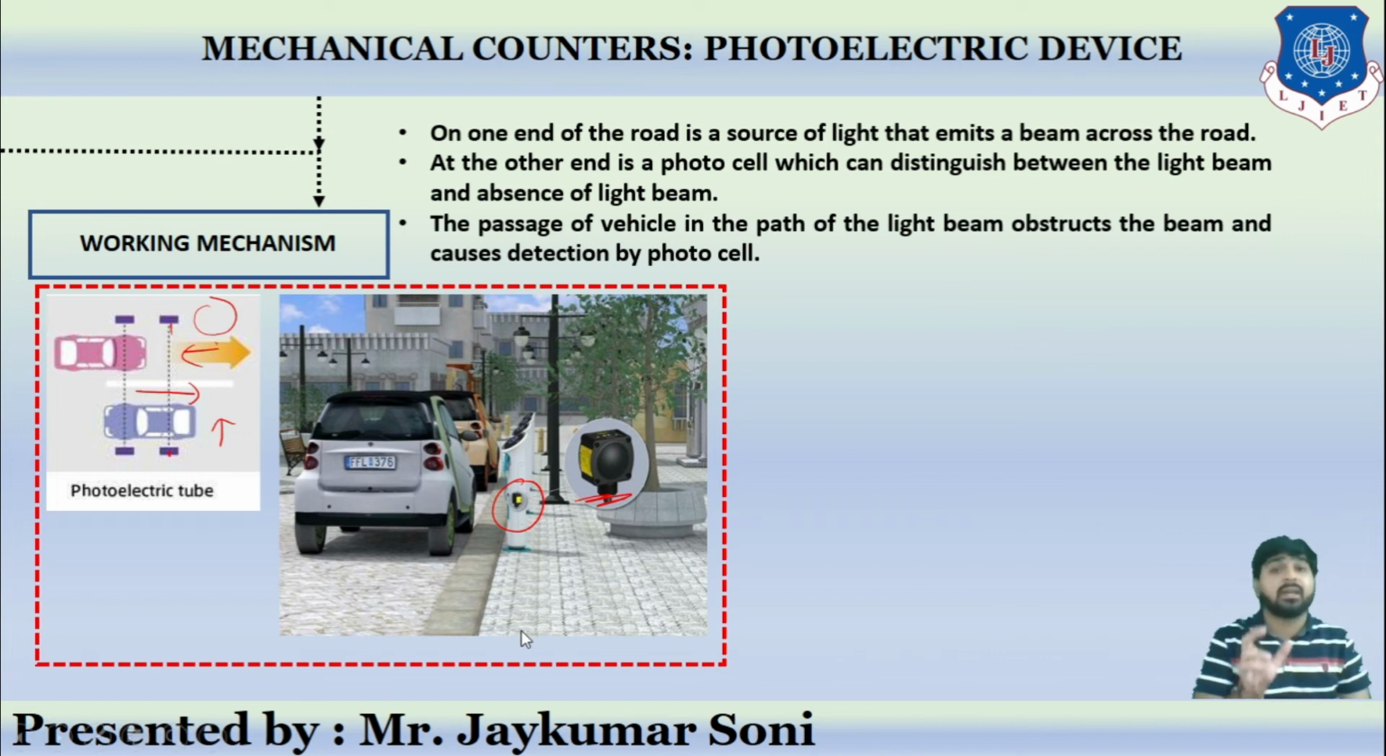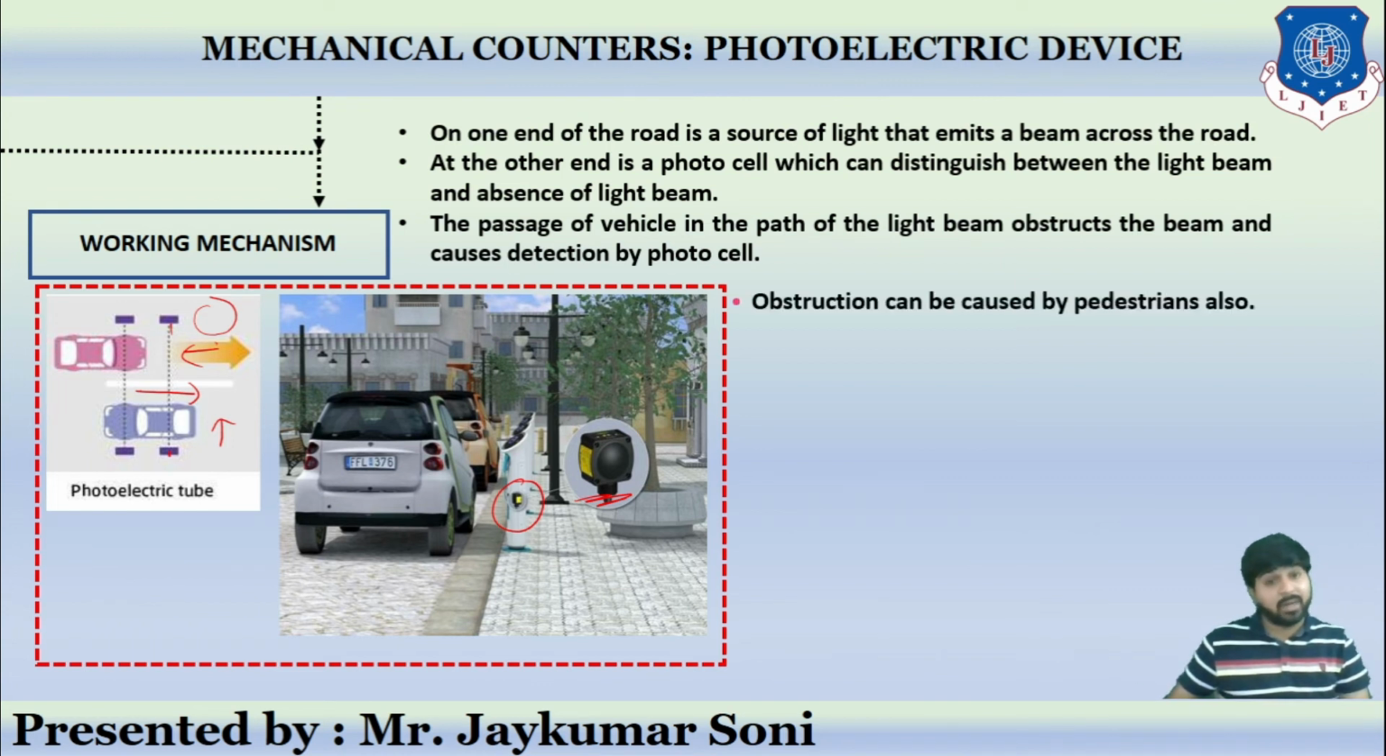So the passage of vehicles in the path of the light will obstruct the beam and it causes detection by the photo cell. So this is how it works. It is very easy. It can also be caused by a pedestrian, so this may cause errors. See, this is the light beam, this is the road, and this is the photo cell. Light is reflecting from this point to this point. If a car is moving, the light will be obstructed and will not reach over here, so it will detect the movement. If a person is walking, then also it will obstruct, so it will falsely detect movement. So the error can be caused.